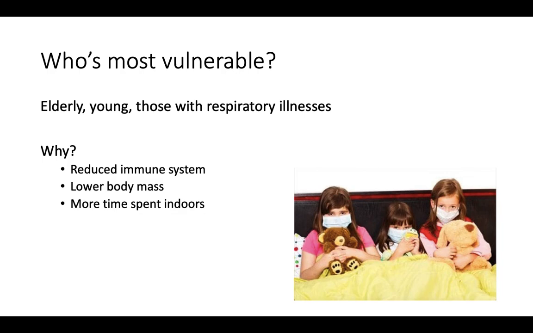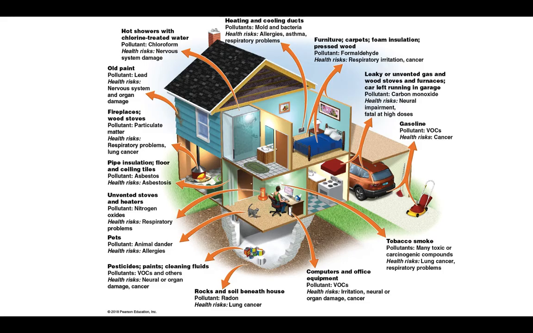Kids also are smaller. They have a lower body mass, but they're breathing the same air that an adult would breathe, so they're breathing in the same amount of particulate matter and pollutants, but they have a smaller body, so it's a higher concentration in their tissue. And they also spend most of their time indoors, which means they're going to have more chronic, regular exposure to indoor air pollutants. Here's a nice infographic showing all the different places where air pollutants can come from indoors.